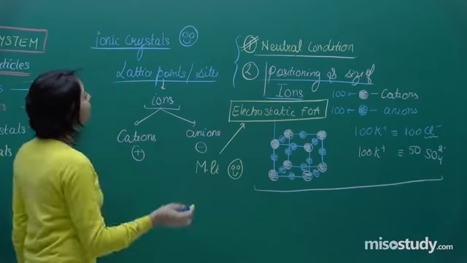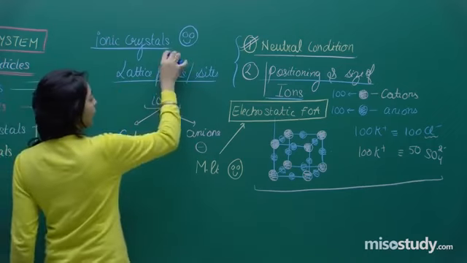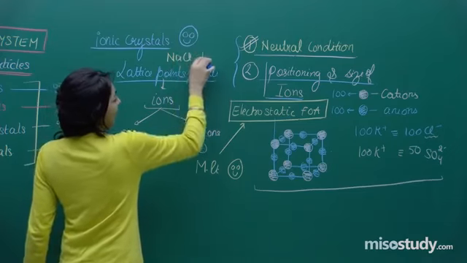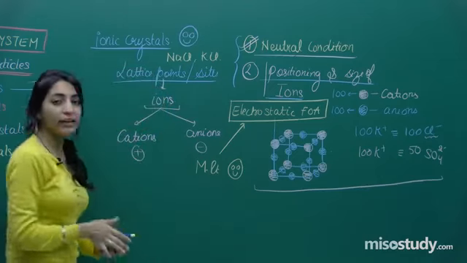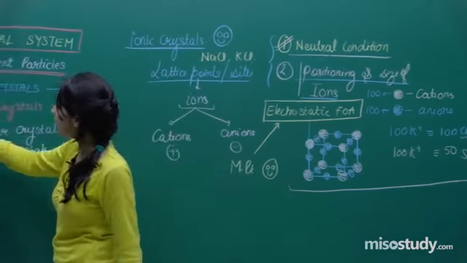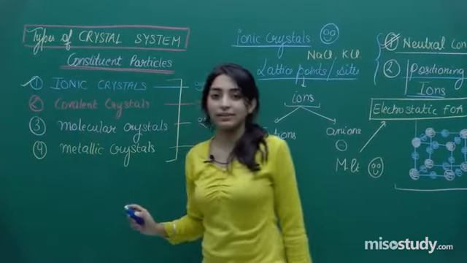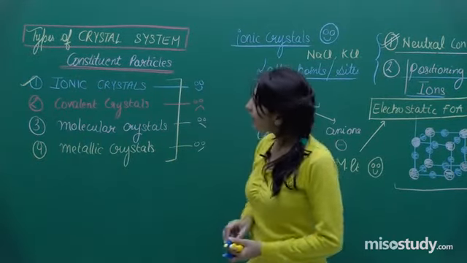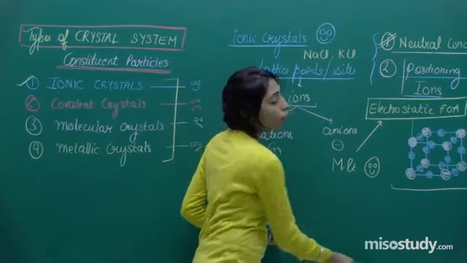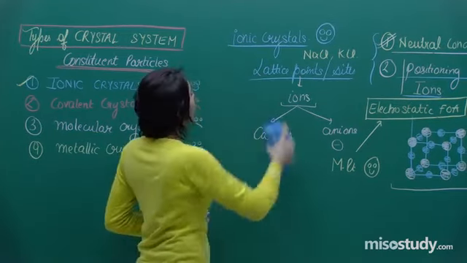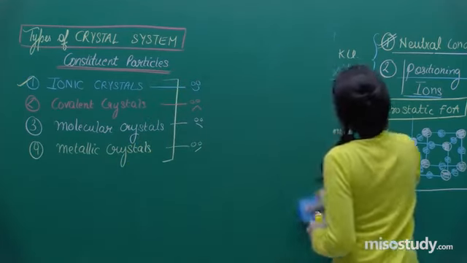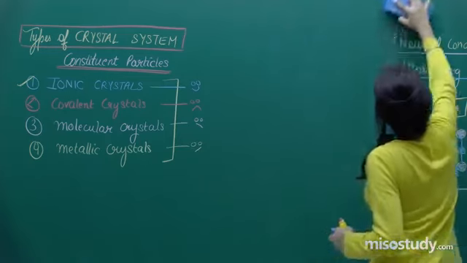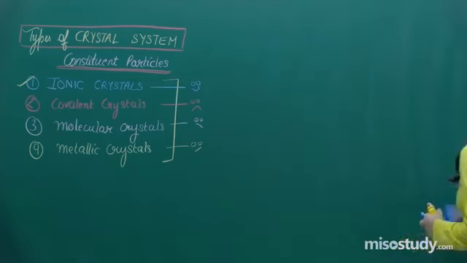Okay? The examples of ionic crystals, you can easily predict: NaCl, KCl, etc. So guys, this was the very first crystal system as you can see here. Now we are done with the ionic systems. Fine? Having done this, let me directly move on to the second crystal system. Let me just prepare the board for you guys so that we can move on to the second crystal system.